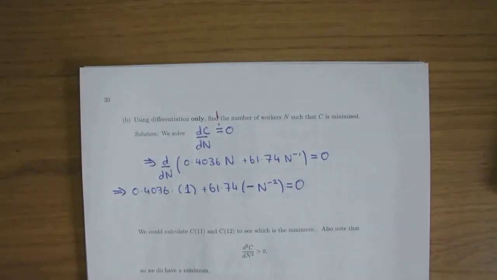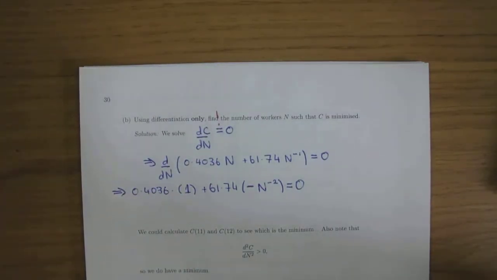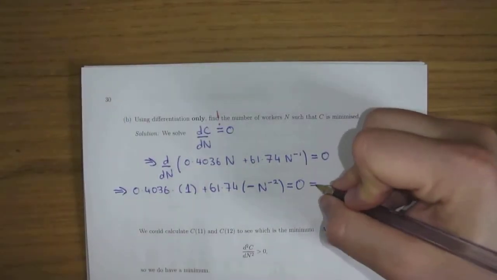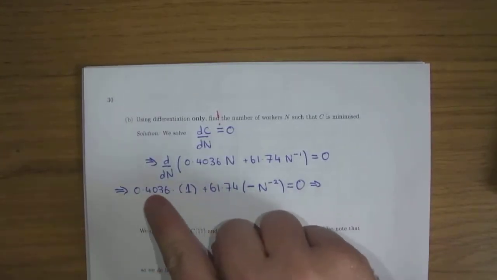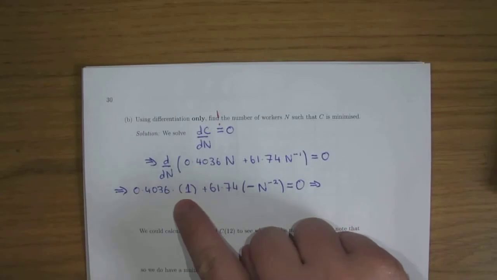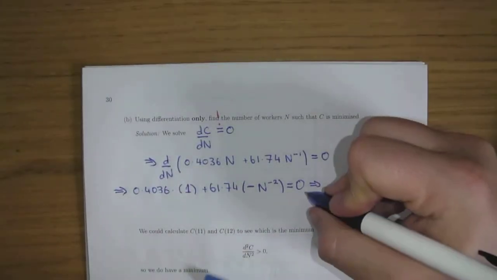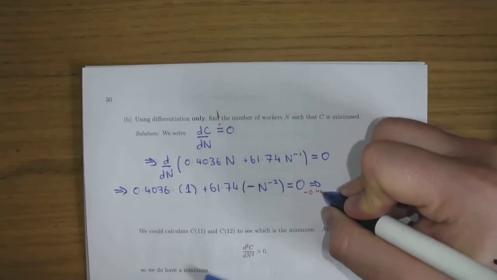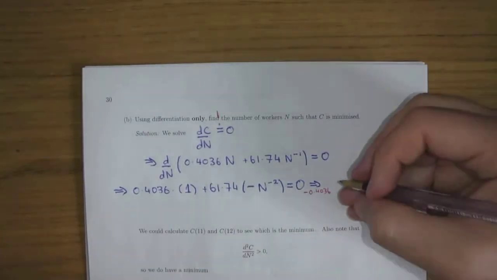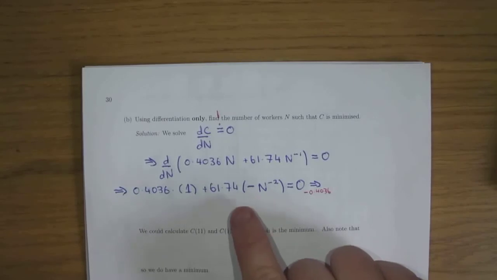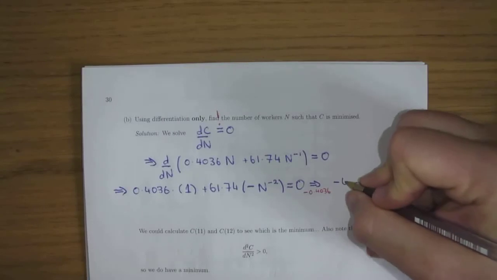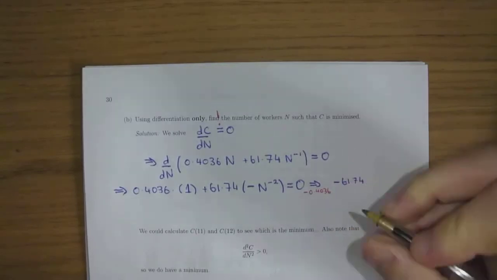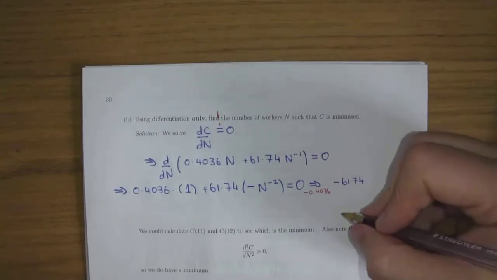Now I really don't have much space here for solving this, which isn't ideal. What are we going to do? Okay, what we're going to do is as follows. We're trying to get n on its own. So the first thing we want to do is get rid of this 0.4036 by 1, which is just 0.4036. So we're going to take away 0.4036 from both sides, and then we're going to do something concurrently. So I've 61.74 by minus, that's minus 61.74, and n to the minus 2 means divided by n twice.